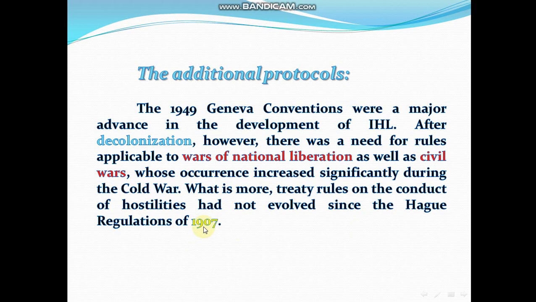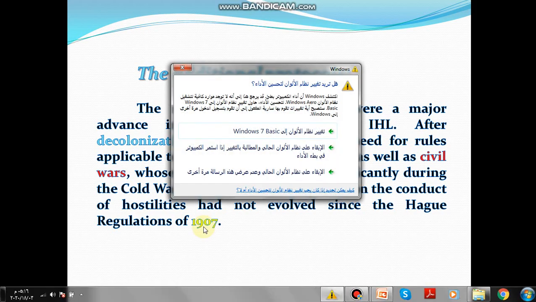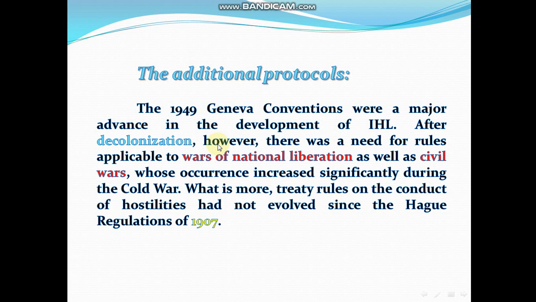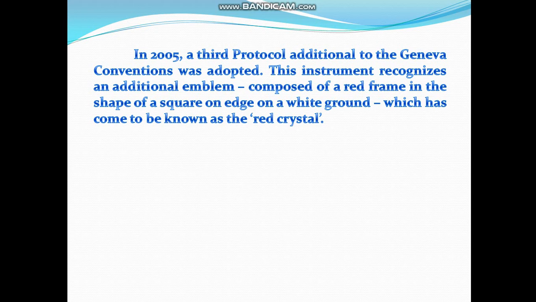The Hague Regulations contain a lot of rules regarding the restriction, but they have not changed since that date, and they are not modern enough and not sufficient to treat the new developments regarding armaments, weapons, and means and methods of warfare. So there was a need for new developments in the restriction side of IHL, and this development came when the two additional protocols were adopted in 1977. So this is why the additional protocols exist.